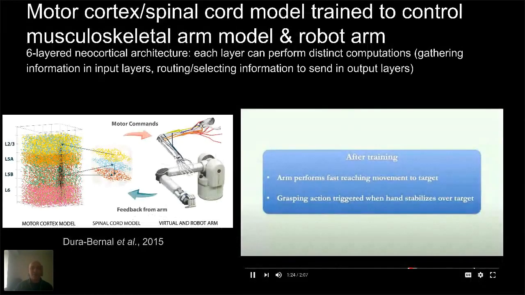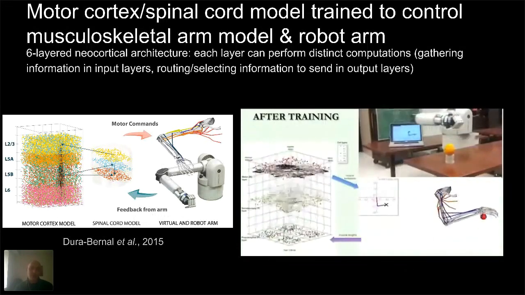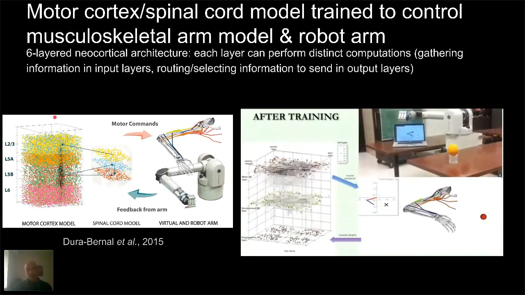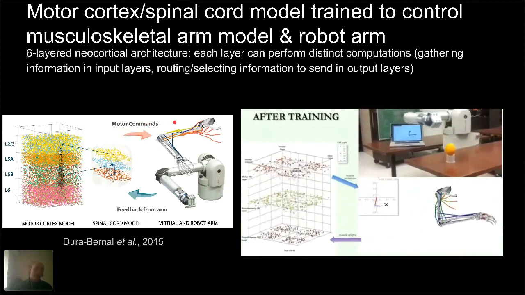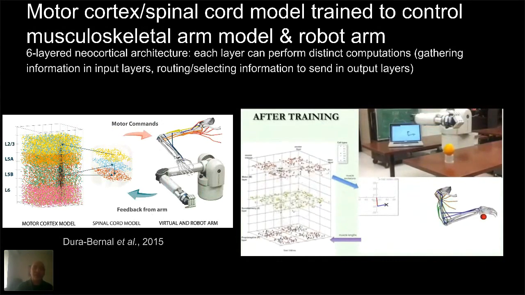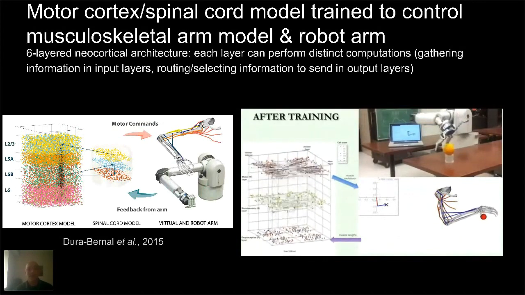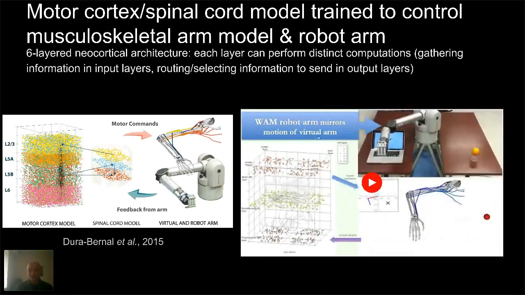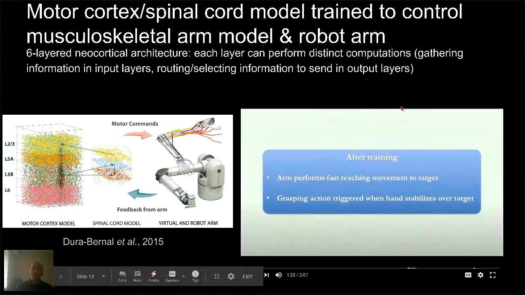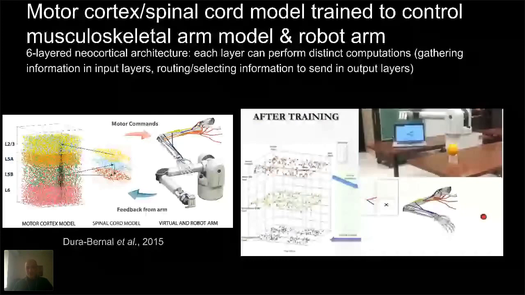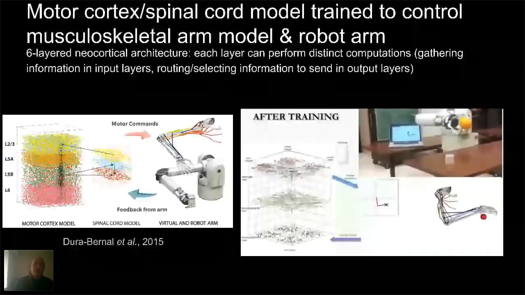And this is another example from a more detailed model, which was developed by our colleagues. So they used this detailed model of motor cortex to train this more detailed musculoskeletal arm model and a robotic arm model in the real world to reach towards a target, and they used different targets. And by using this more detailed circuit model, we can generate hypotheses and predictions on what each cortical layer is contributing in terms of the computations. So that video showed that after training, both the simulated and the robotic arm are able to reach towards the target.